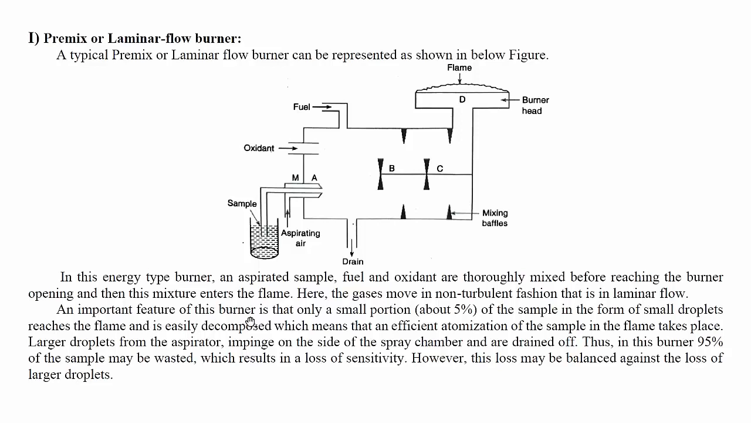An important feature of this burner is that only a small portion, about 5%, of the sample in the form of small droplets reaches the flame and is easily decomposed, which means that an efficient atomization of the sample in the flame takes place. Larger droplets from the aspirator impinge on the side of the spray chamber and are drained off. Thus, in this burner 95% of the sample may be wasted, which results in a loss of sensitivity. However, this loss may be balanced against the loss of larger droplets.